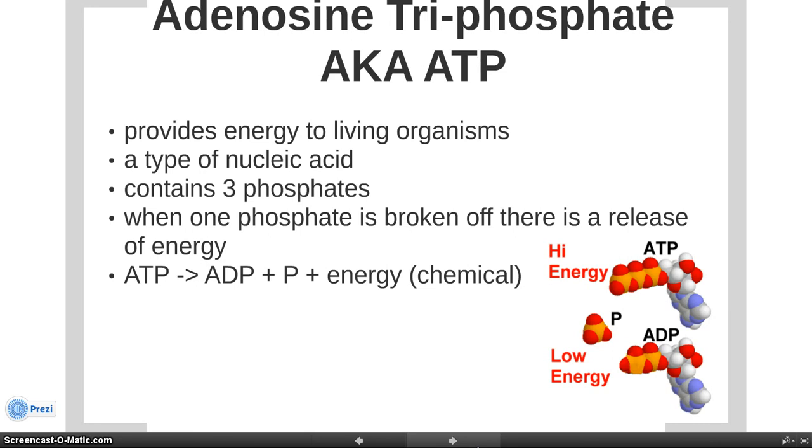It contains 3 phosphates, that's why it's called tri, meaning 3 phosphate. When one of those phosphates is broken off, it gives a release of energy, and that release of energy is what then is used by the body. You can see here by the equation, ATP yields ADP plus P plus energy. ADP stands for adenosine di, meaning 2 phosphate.